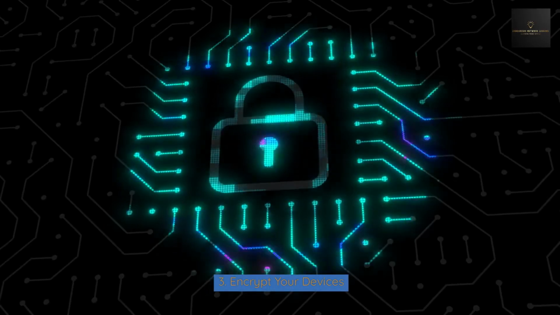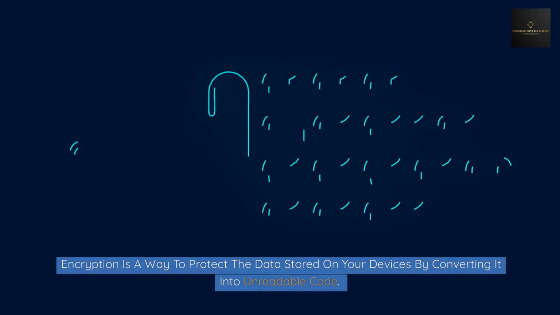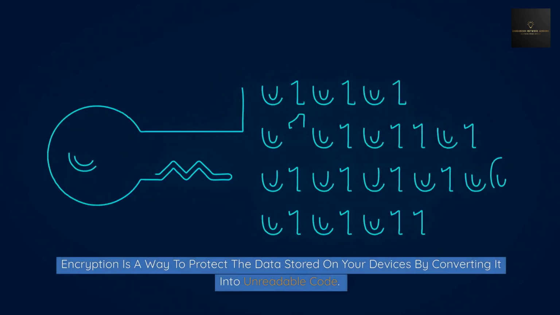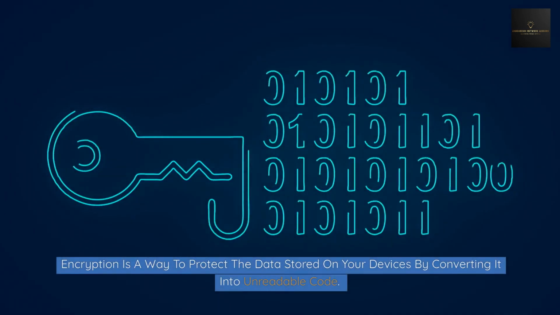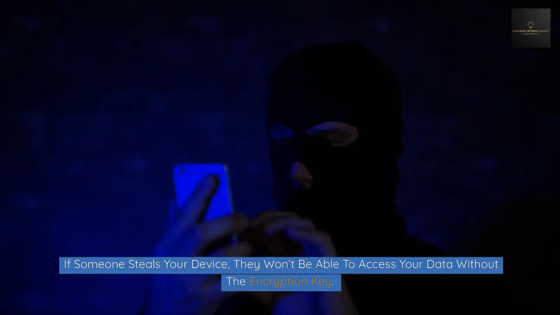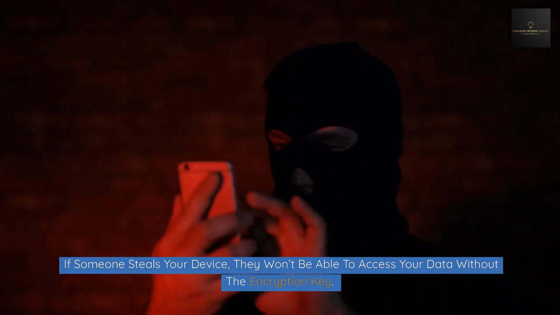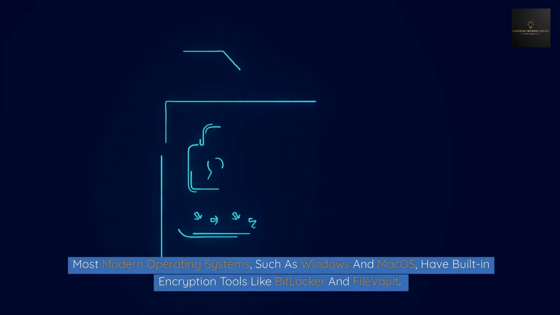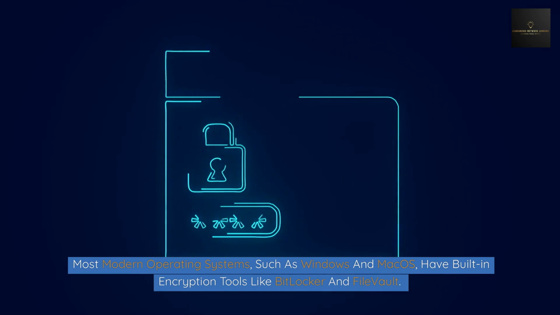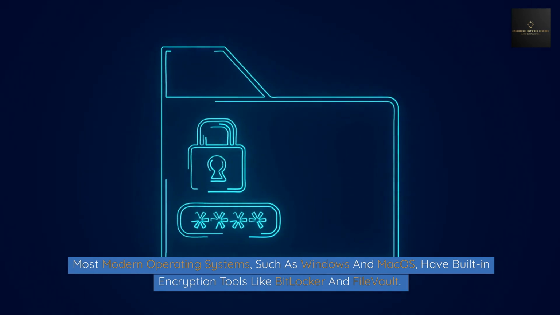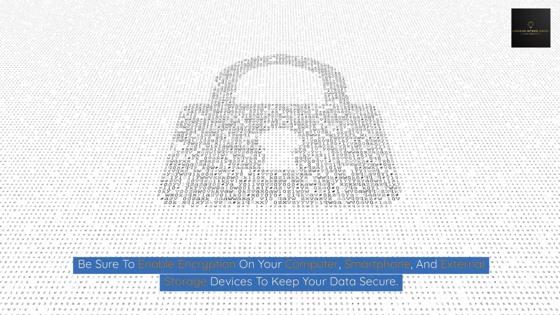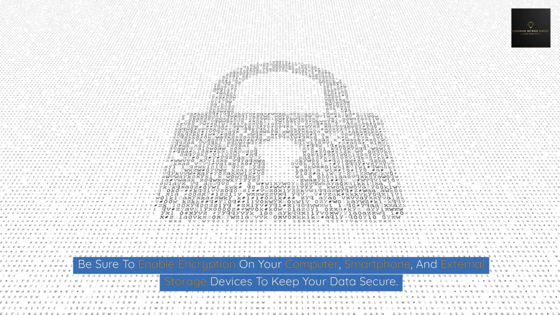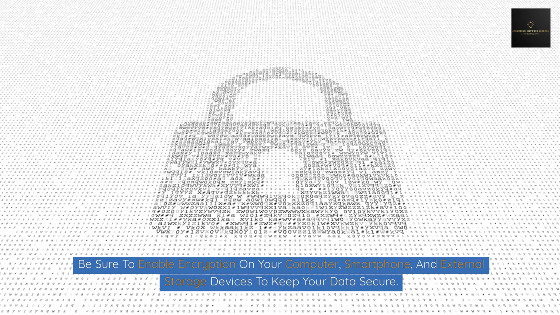3. Encrypt your devices. Encryption is a way to protect the data stored on your devices by converting it into unreadable code. If someone steals your device, they won't be able to access your data without the encryption key. Most modern operating systems, such as Windows and Mac OS, have built-in encryption tools like BitLocker and FileVault. Be sure to enable encryption on your computer, smartphone, and external storage devices to keep your data secure.